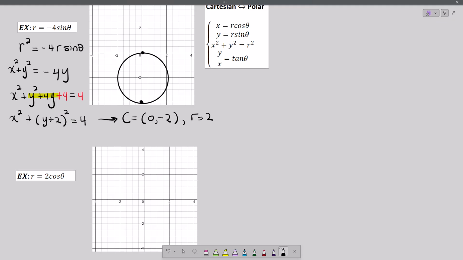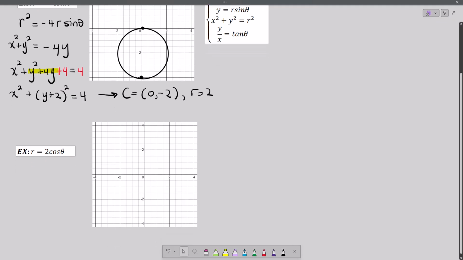So on the exam, if you're asked to convert to the Cartesian equation and then graph it, this is what you would do. Convert it over, put it in standard form, and then you can identify the circle. You can also get a sense of the polar circle by doing what I did with 0, pi over 2, pi, and 3 pi over 2.